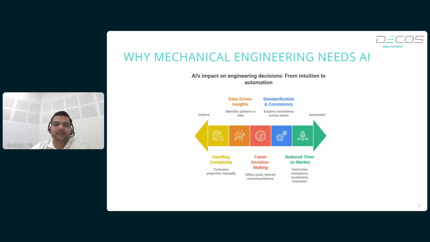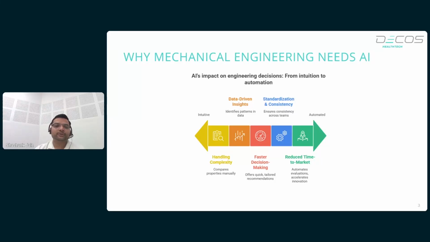Right? Mechanical engineering is evolving rapidly due to the increasing complexity of product requirements, shorter development cycles, and the explosion of available materials and technologies. Traditional methods of decision making are mostly based on experience, handbooks, or scattered data, which is no longer sufficient because this data can be available in different channels, different sources, and you may not be able to touch base on every source in order to get this information, right?